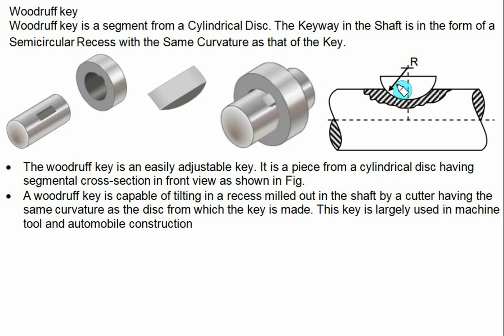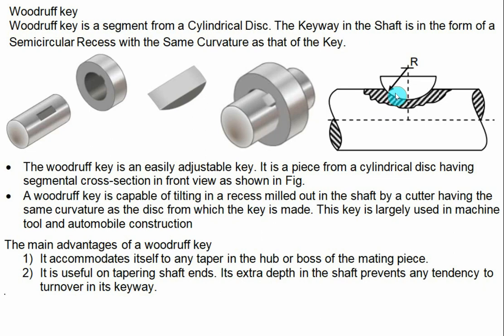This Woodruff key is capable of tilting in a recess milled out in the shaft by a cutter having the same curvature as the disc from which the key is made. This key is largely used in machine tools and automobile construction. The advantage of the Woodruff key is that it accommodates any taper in the hub or boss of the mating piece. Secondly, it is useful on tapering shaft ends. Its extra depth in the shaft prevents any tendency to turn over in its keyway.